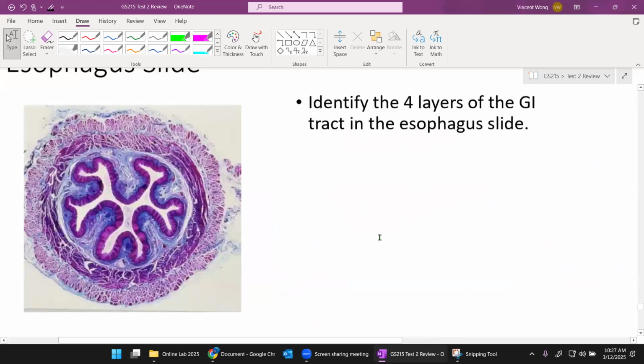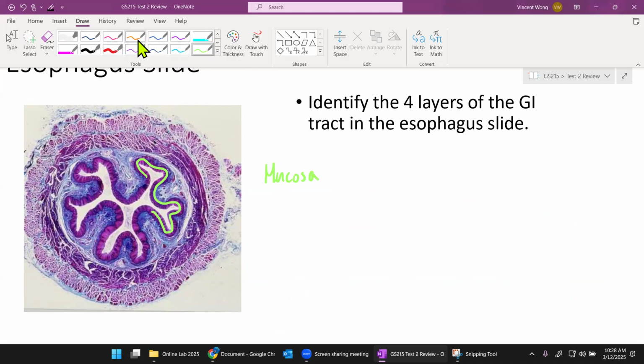Identify the four layers of the GI tract in the esophagus. The innermost layer right here, you trace it all the way around. That would be the mucosa. And then outside of it, all this part right here, that would be the submucosa with the blood vessels, nerves, lymphatic vessels.